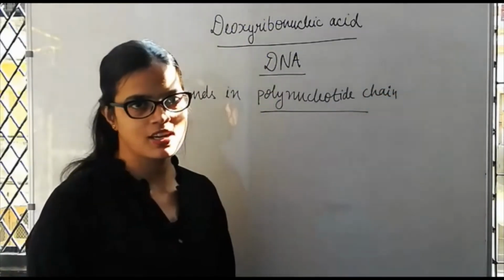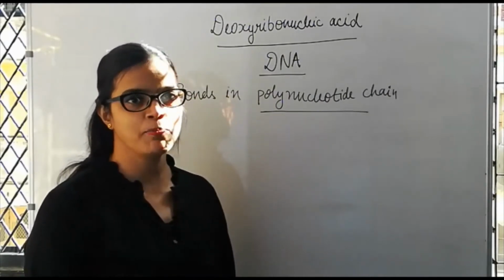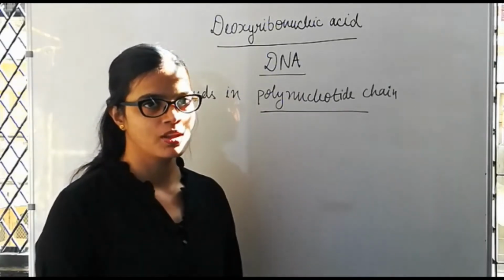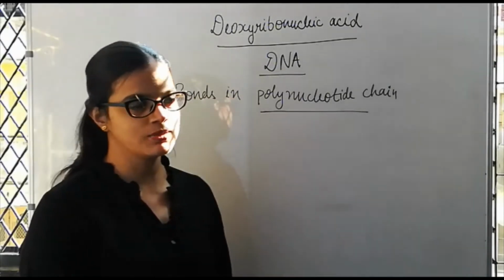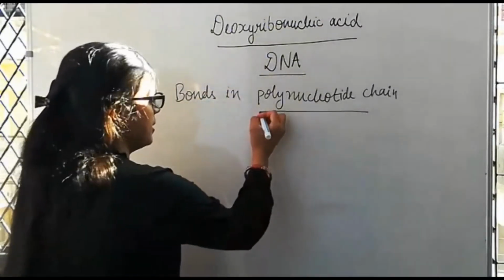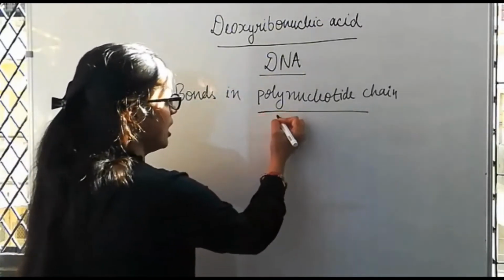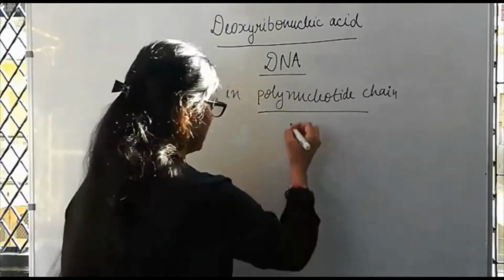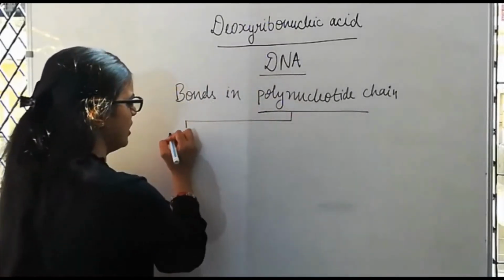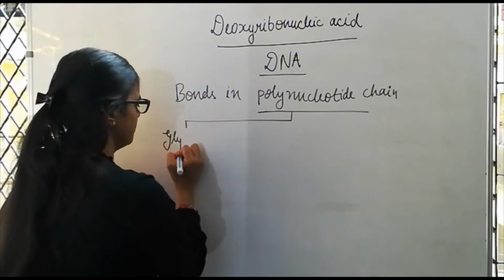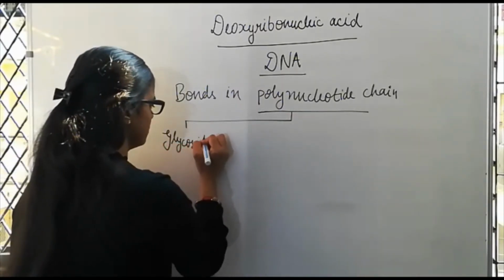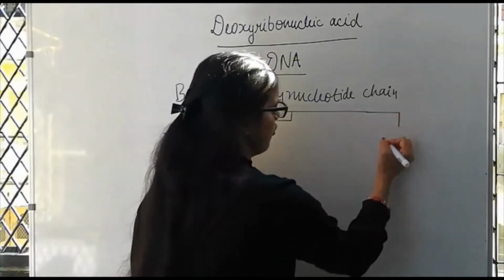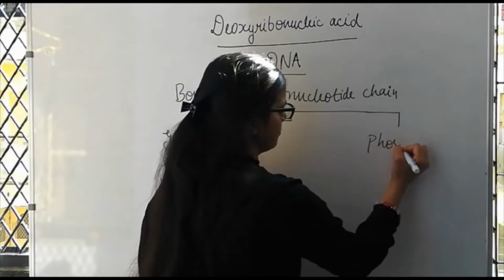As we have discussed earlier, DNA is made up of nucleotides, and each nucleotide consists of a phosphate group, sugar and nitrogenous base. So, many nucleotides are joined by bonds that are of two types. One is glycosidic bond and the second one is phosphodiester bond.